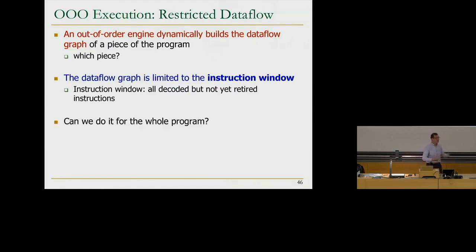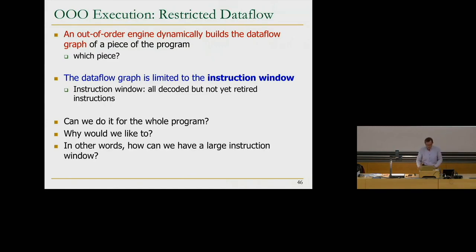So somebody may ask the question, can we do it for the whole program? Well, then you need a lot of reservation stations, for example, to keep the data flow graph for the entire program. Why would you like to? Because you want to execute a lot of things in parallel. If you have a lot of latency between instructions, for example, if a load instruction takes 1,000 cycles, then if you want to keep fetching and keep executing instructions, you should have at least 1,000 entries in your reorder buffer. Because the load at some point is going to be the oldest instruction, it's going to wait for 1,000 cycles. If you don't have enough entries in your instruction window, then you will not be able to decode instructions. You will need to stall the machine. That's why you would like to make it bigger. But of course, making it bigger is not easy. Making it bigger means that you need to have a large instruction window.